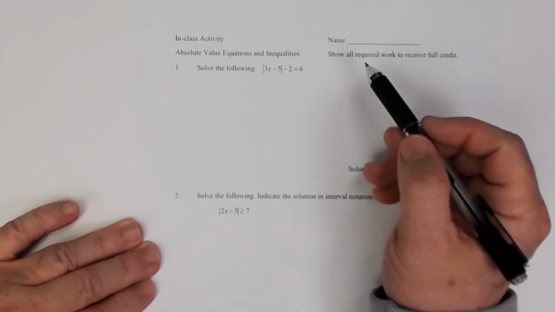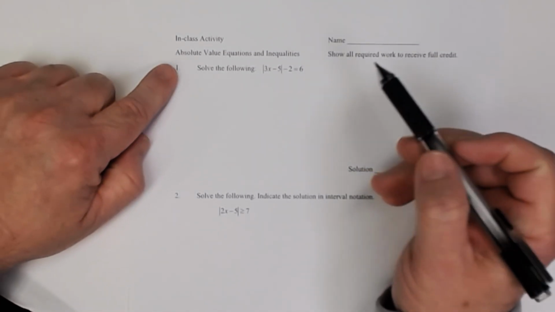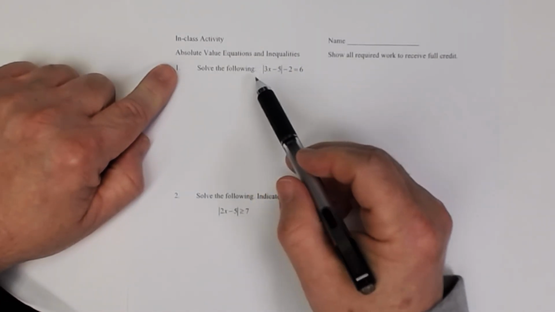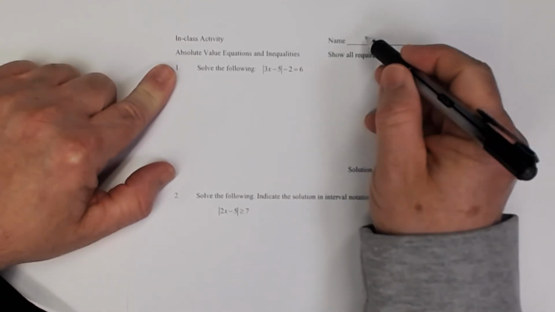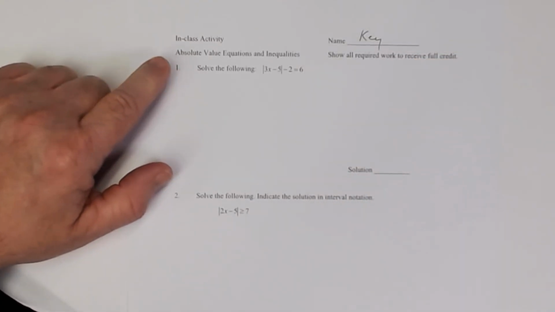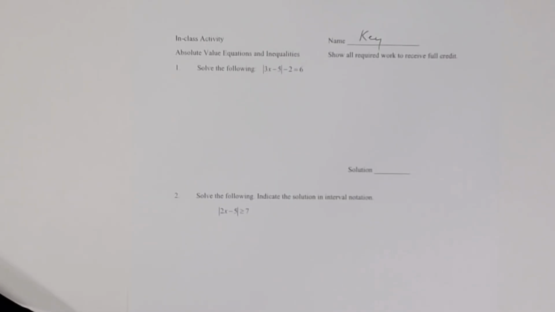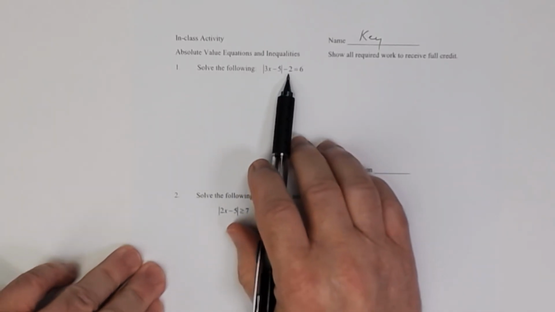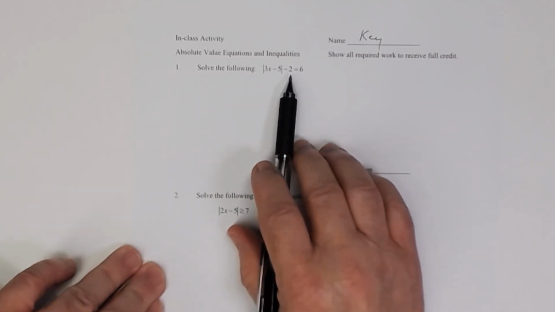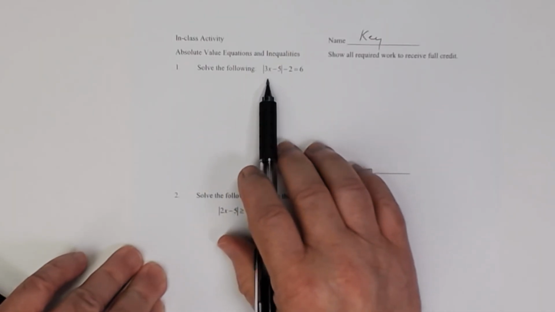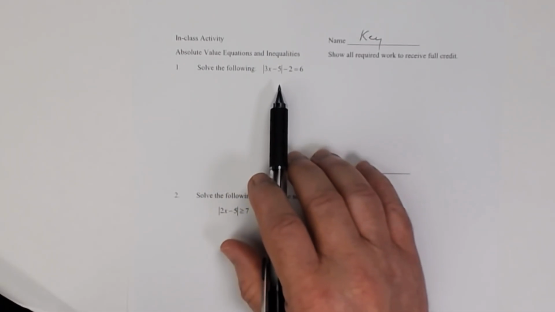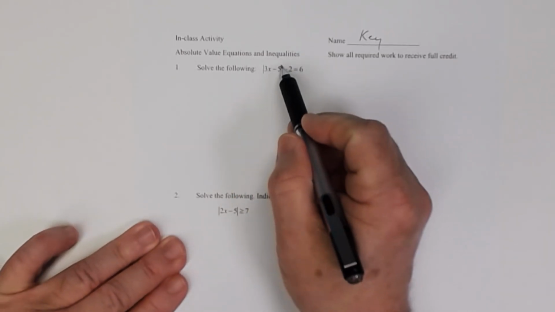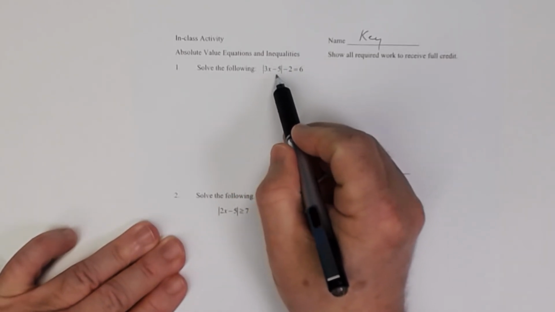All right, so this is the key to the in-class activity, which was on absolute value equations and then absolute value inequalities. So in the first one, where we had the absolute value of 3x minus 5, and then we're subtracting 2 from that expression, and that left side is going to equal 6. So the way we want to solve this algebraically is we need to isolate this absolute value expression first.